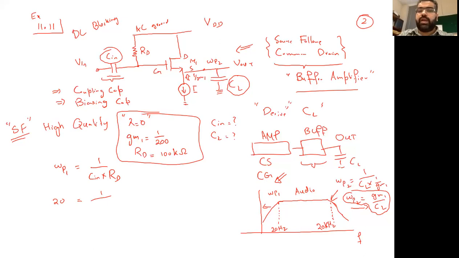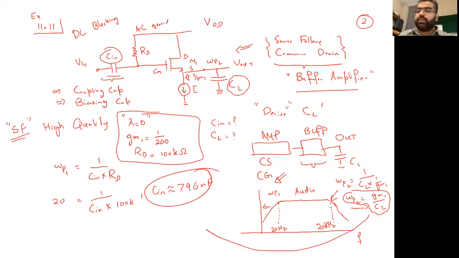We can put 20 hertz, since we know that we want to determine C in, and this is given as 100K. So we can find C in will be almost equivalent to 79.6 nanofarad. Similarly, from this expression, we can find C out. GM1 is given to us. C out will come out to be 39.8 nanofarad. So we can find the capacitance this way.